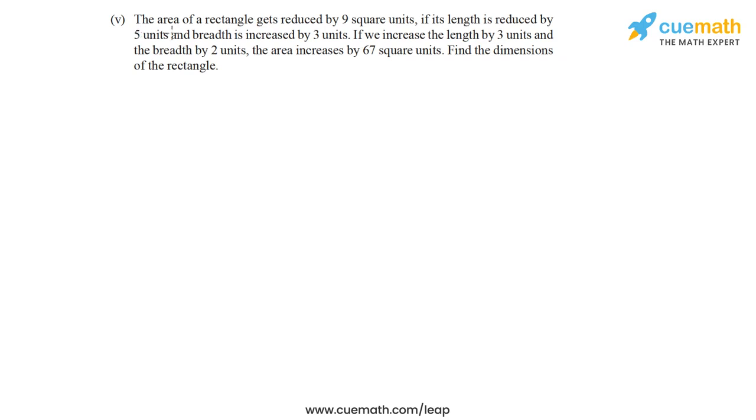Part 5 of this question says the area of a rectangle gets reduced by 9 square units if its length is reduced by 5 units and breadth is increased by 3 units. So we are told that the length reduces by 5 units, and breadth increases by 3 units, then the area reduces by 9 units. Also, if we increase the length by 3 units and increase the breadth by 2 units, then the area increases by 67 square units. Find the dimensions of the rectangle.